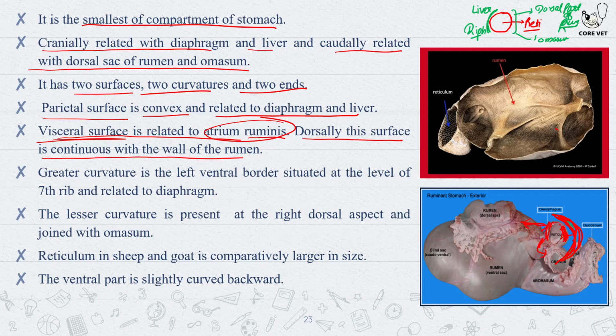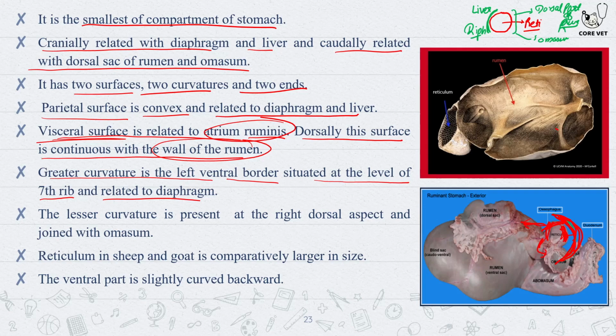मीन्स जो डॉर्सल रीजन है रेटिकुलम का वो किसके साथ इनकंटिन्यूस है? Wall of the rumen. Okay, so the greater curvature is in the left ventral border, situated at the level of the seventh rib and related to the diaphragm. So the greater curvature of the reticulum is the left ventral border.